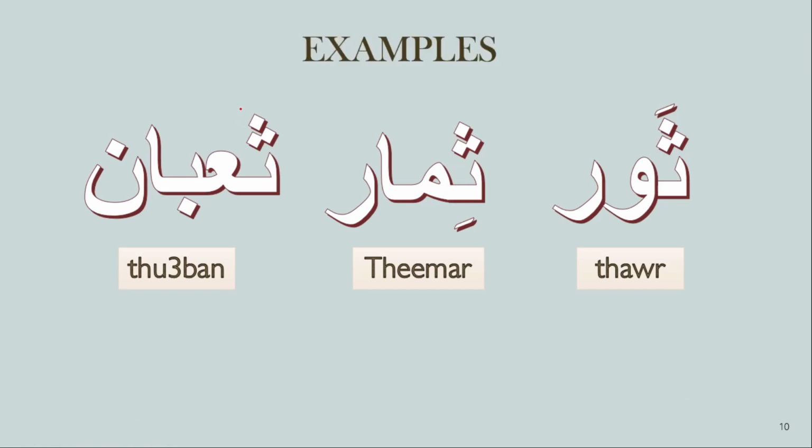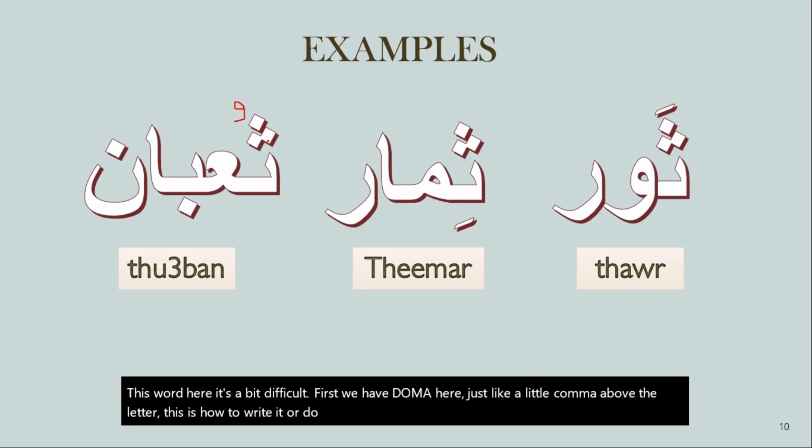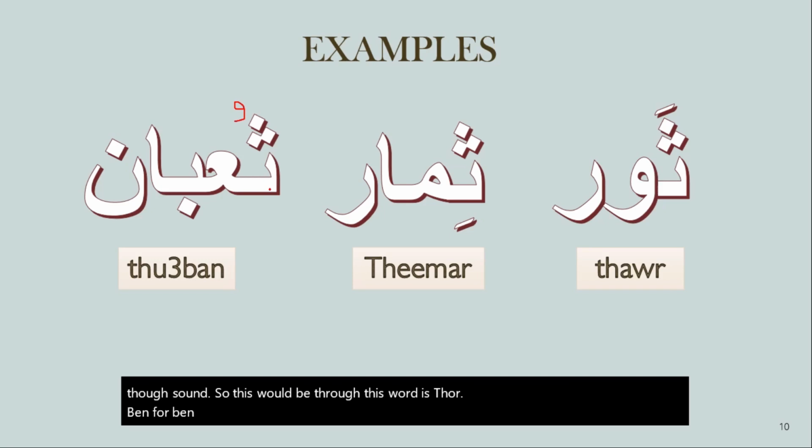This word here, it's a bit difficult. First, we have dhamma here, just like a little comma above the letter. This is how to write or draw it. And when we see it above the letter tha, it produces the thu sound, so it would be thu. This word is thorban, which means snake.